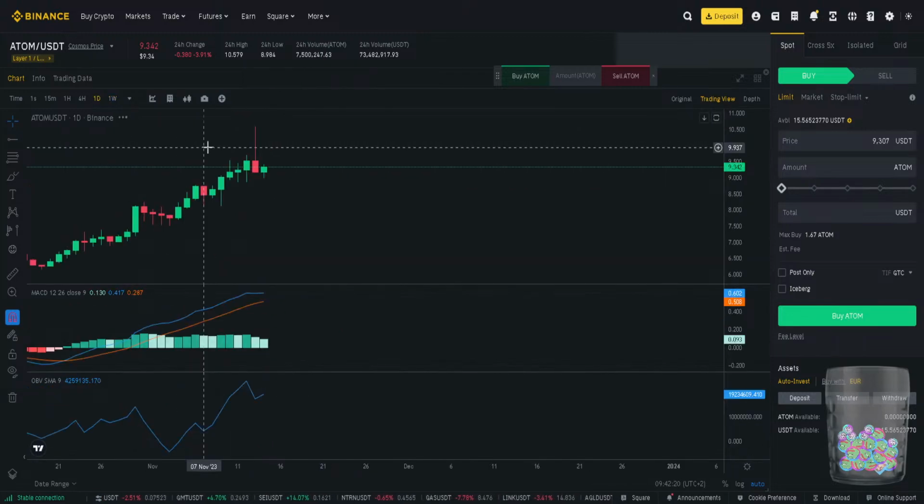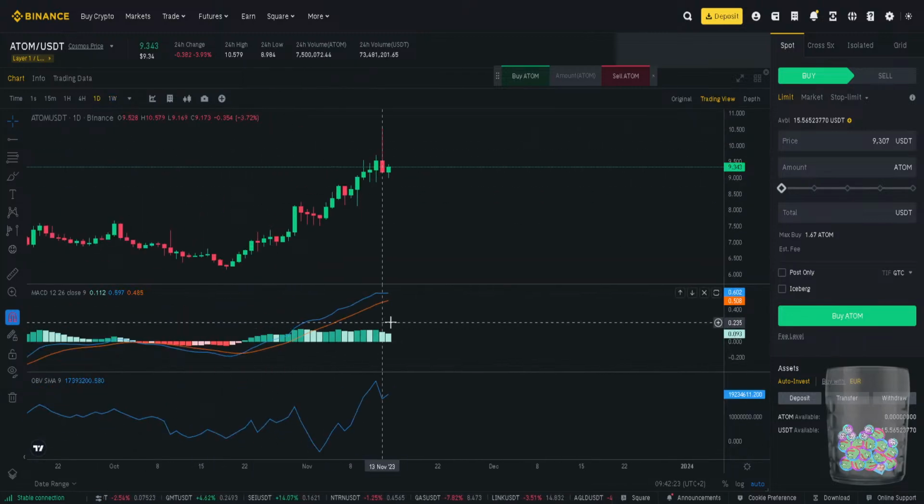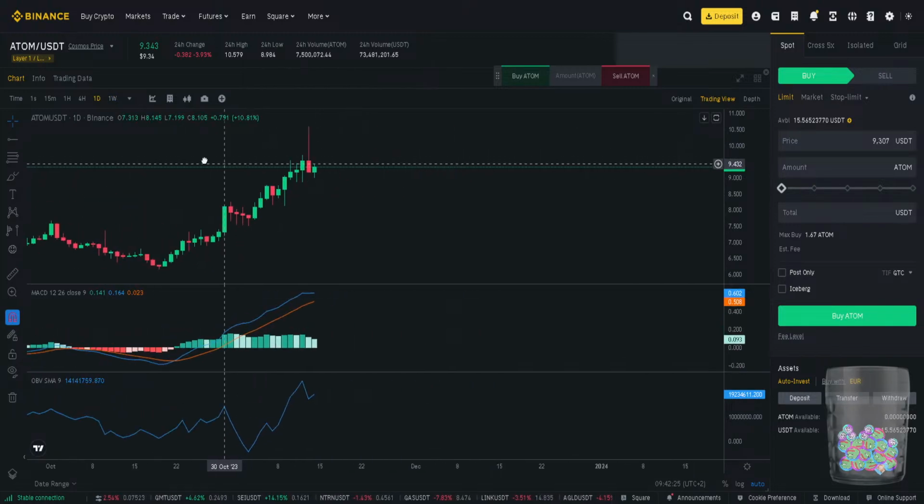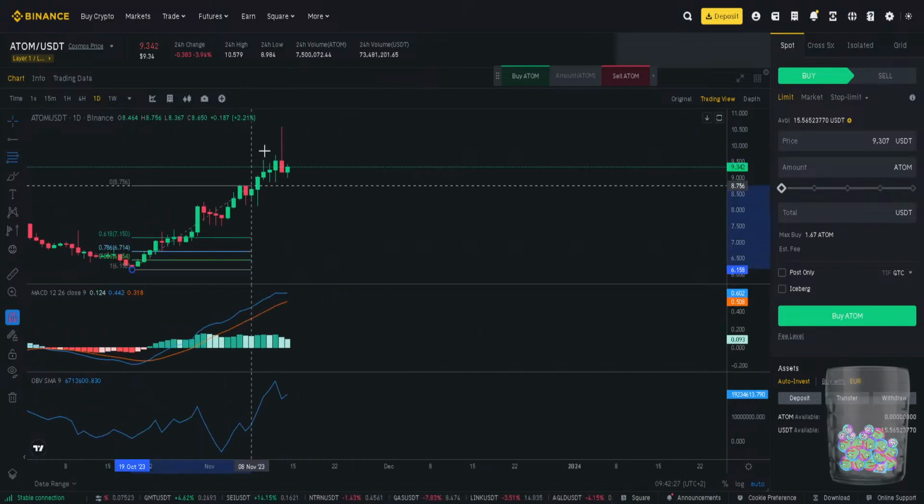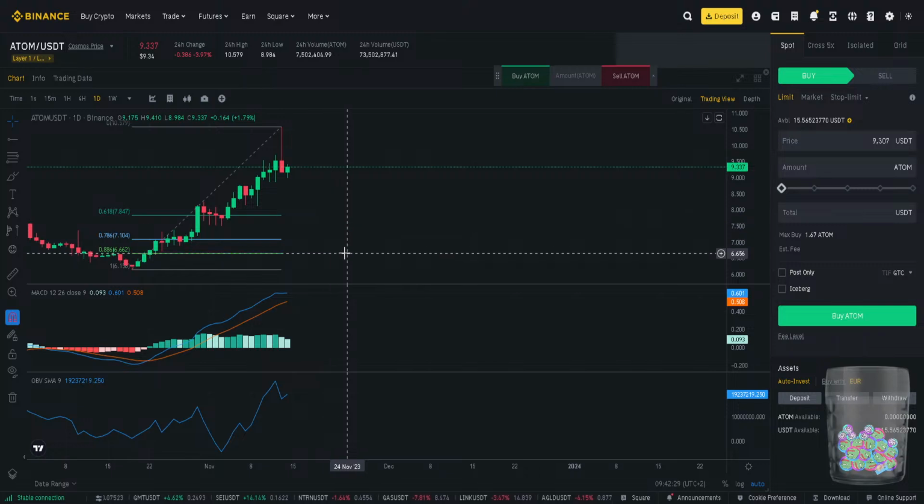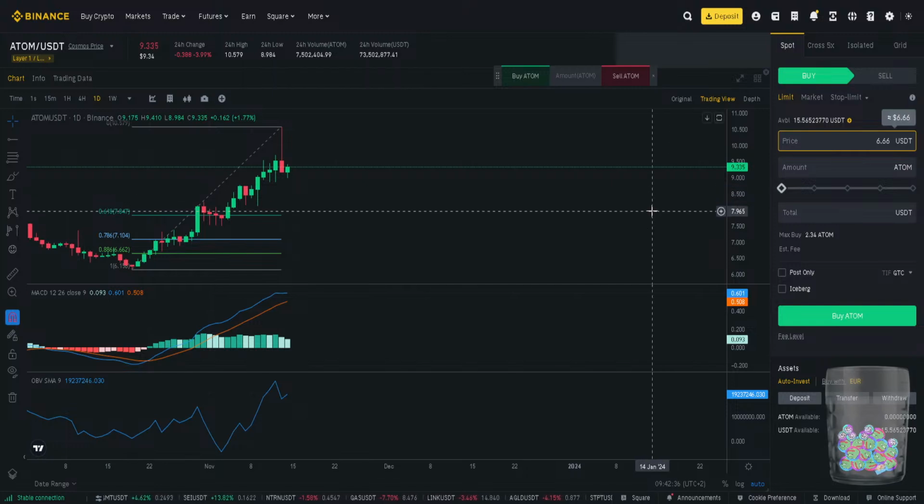Let's go down to the daily, see if we have bearish divergences here. Yes, we do have bearish divergences. There's no W really even. 666. Damn these numbers.